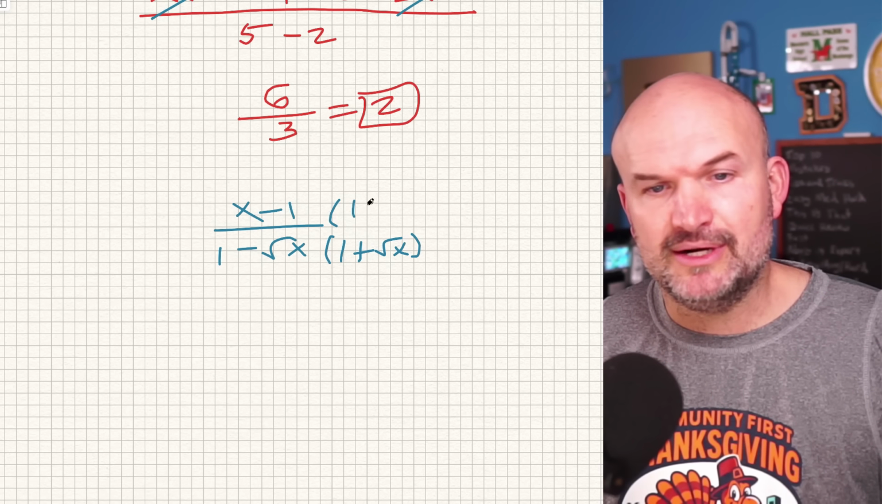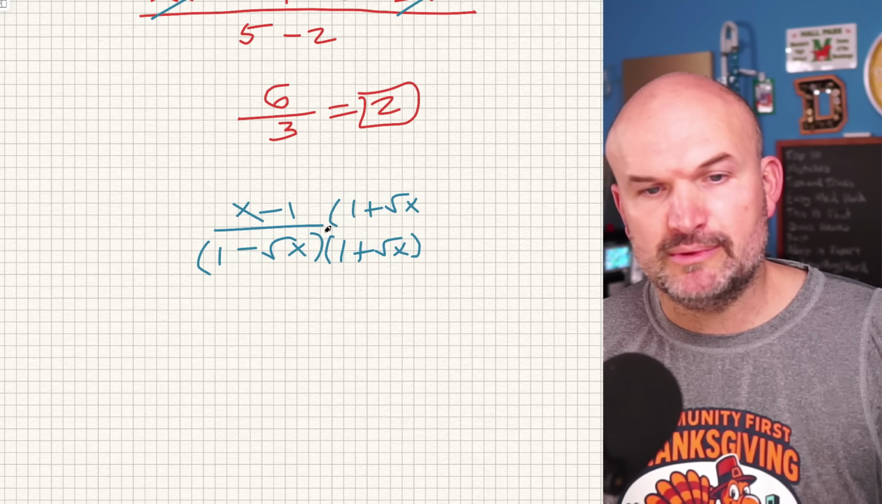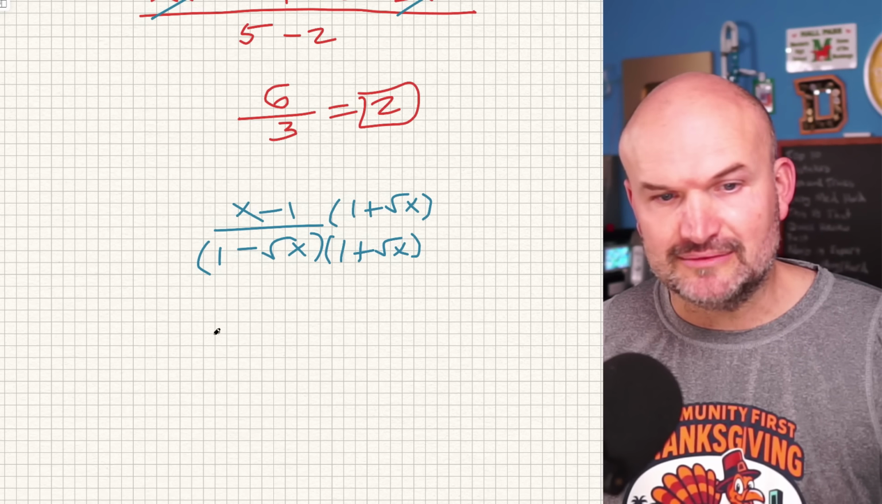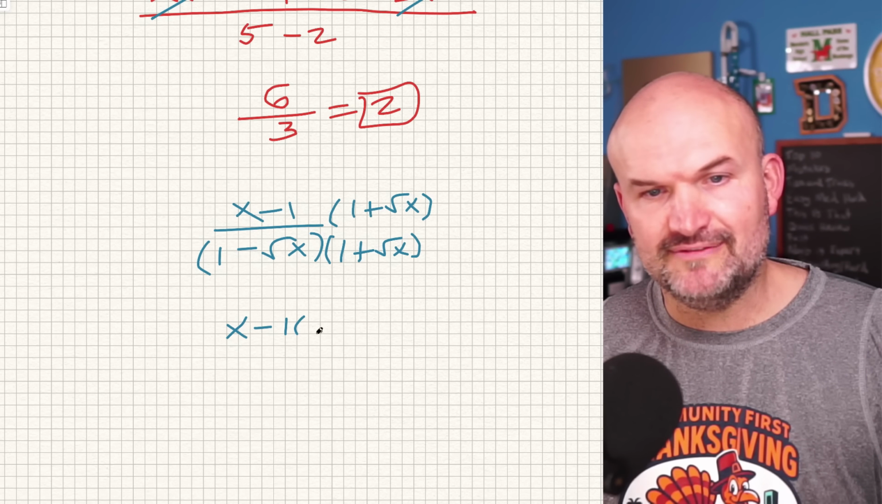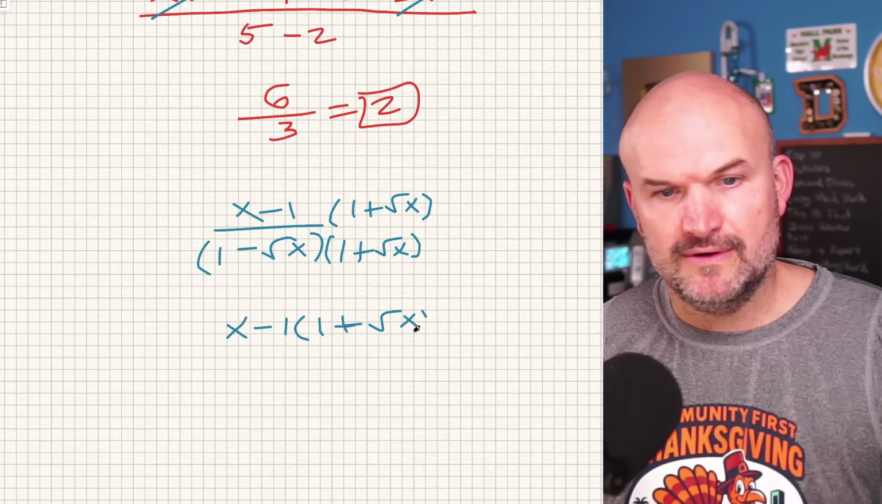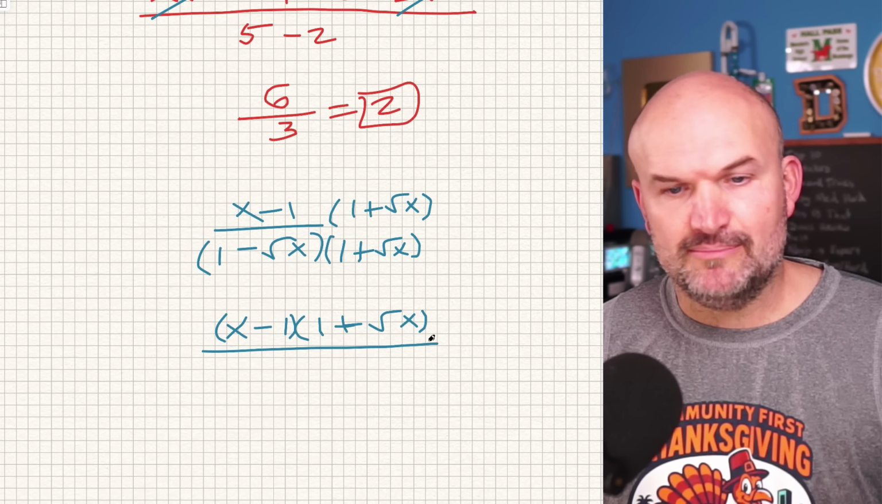You do that in the denominator and you do that in the numerator. Just make sure you put parentheses here to make sure you distribute that. Now, again, I'm not going to want to do this distributing just yet. I'm going to leave that as it is, plus the square root of x. Then I'll put those in parentheses though, because it's multiplied by everything.